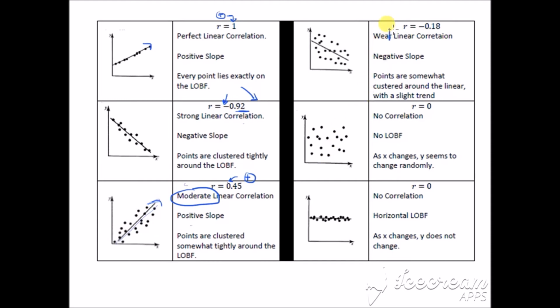Okay, weak linear correlation. This negative sign means that it's going down to the right, so it's a negative slope. And if you see, the points are somewhat clustered around the line with a slight trend.